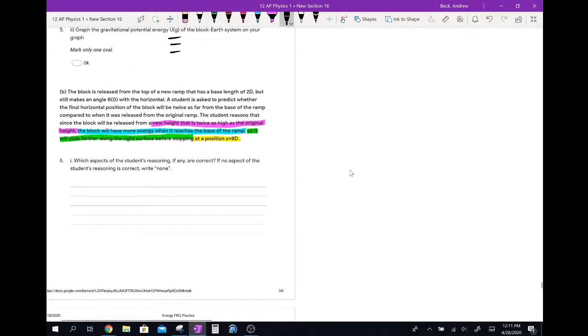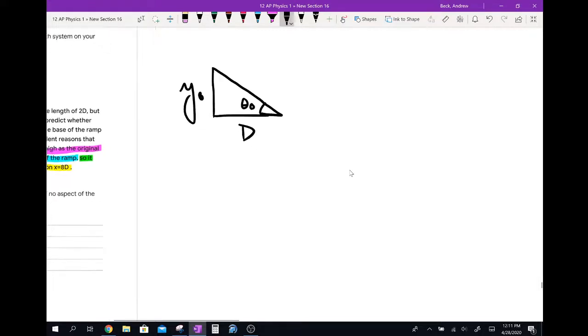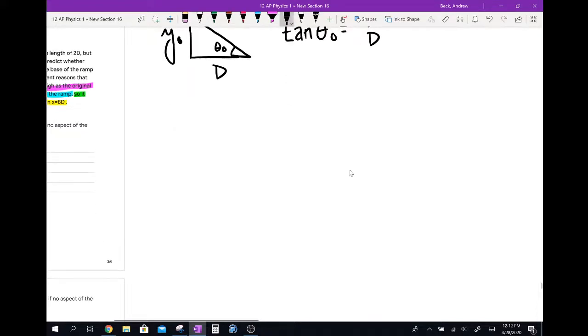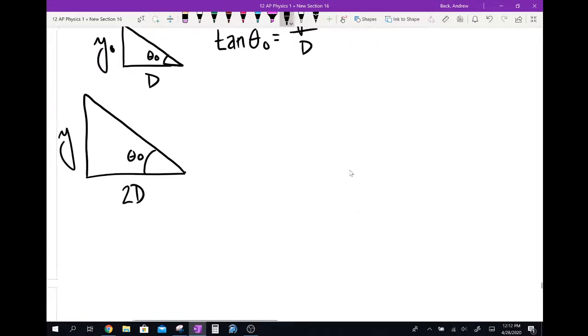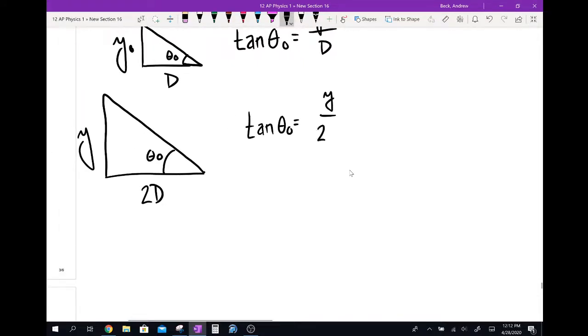The new height is twice as high as the original height. All right, so that took me a second to figure out. I'm a little bit rusty with my trig. But let's think about that. First we have this situation where the ramp had a base of d, and we said tan theta naught is equal to y naught over d. So let's think about a bigger triangle, one where we have a base of 2d, the same angle, and some y. If we set this tangent up again, we can say tangent of theta naught is equal to this new y over 2d.